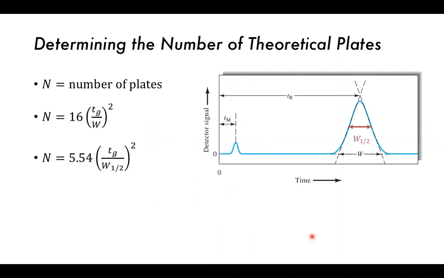Then determining the number of theoretical plates. So N is the number of plates, as we know. Using this equation we had on the previous slide, where we put N into our equation that we had earlier, we find that the number of plates is going to be equal to 5.54 times TR over the width of the peak at half maximum. So if the maximum here is 1, we would take it at 0.5. We'd find the width of the peak at 0.5. And that will be how we would find the number of plates.